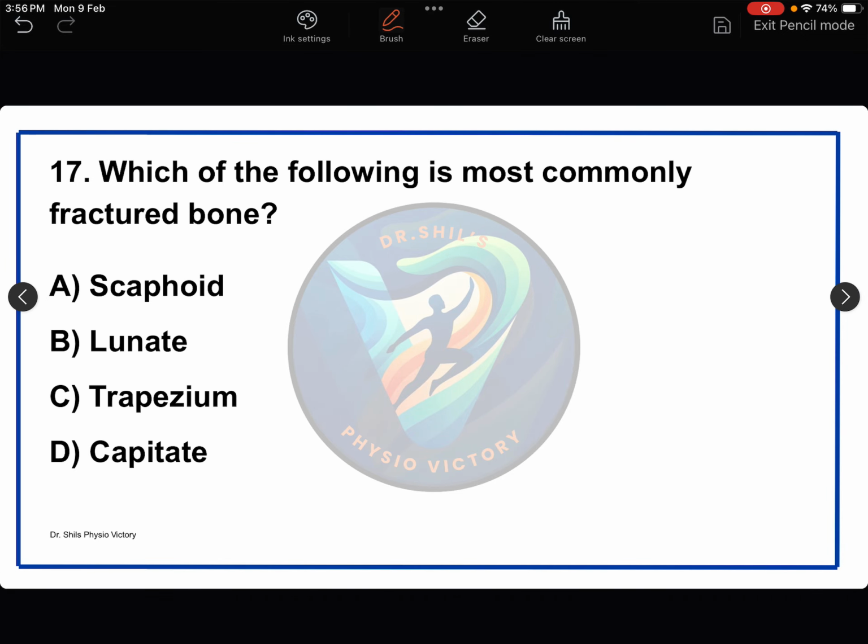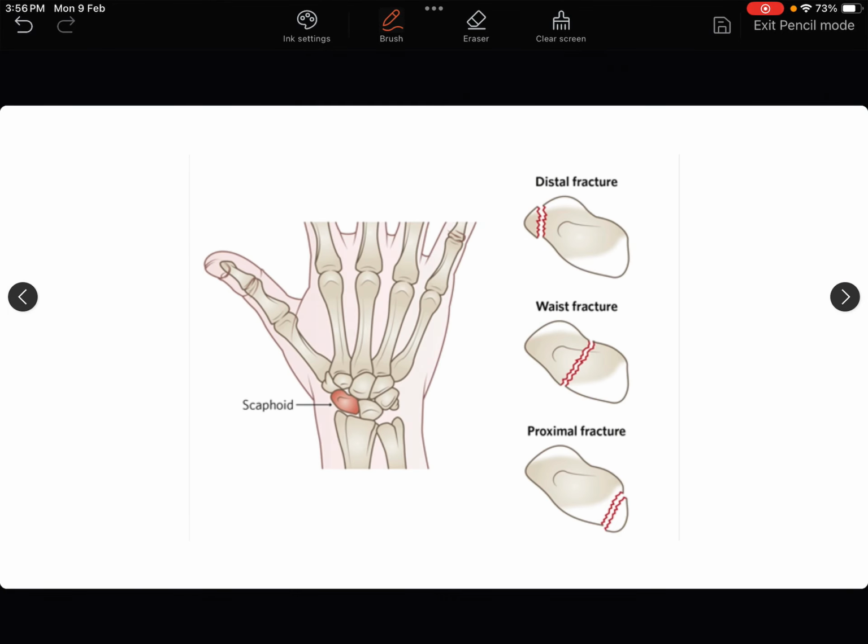Next, come to question number 17. Which of the following is most commonly fractured bone? Option A, scaphoid. Option B, lunate. Option C, trapezium. And option D, capitate. Here, the correct answer is option A, scaphoid. Scaphoid is the most commonly fractured carpal bone. Scaphoid fracture is a three-type fracture. This is distal fracture, this is waist fracture, and this is proximal fracture.